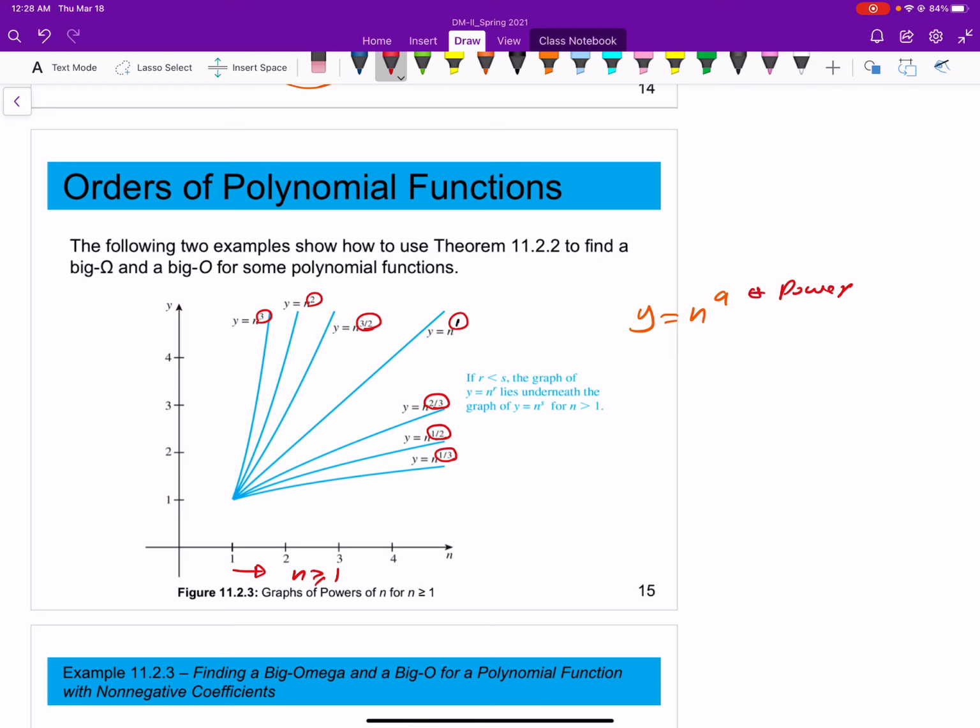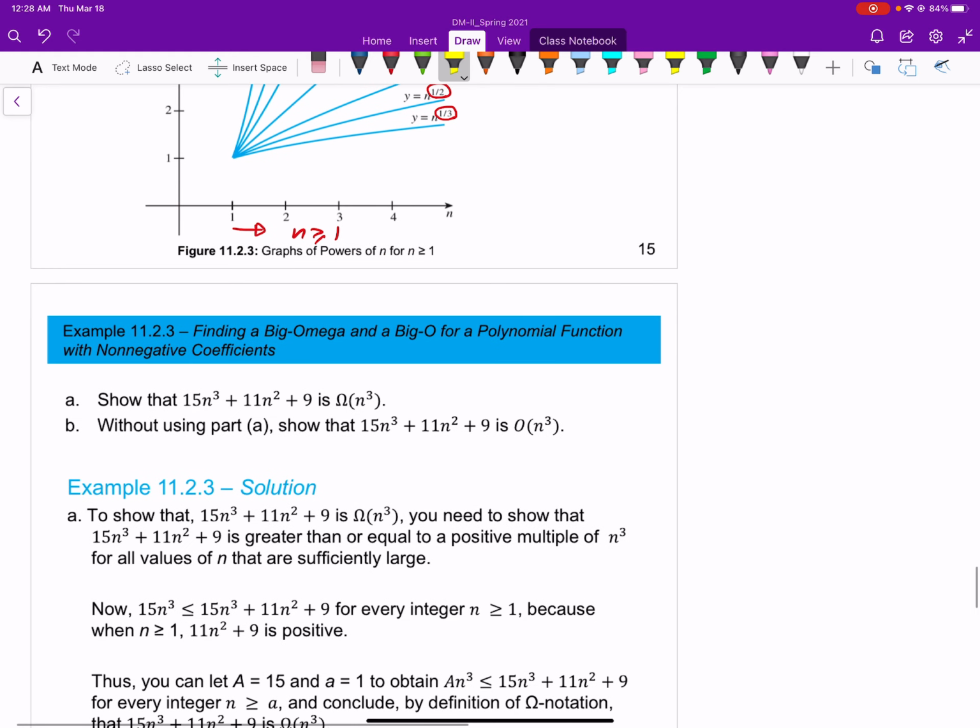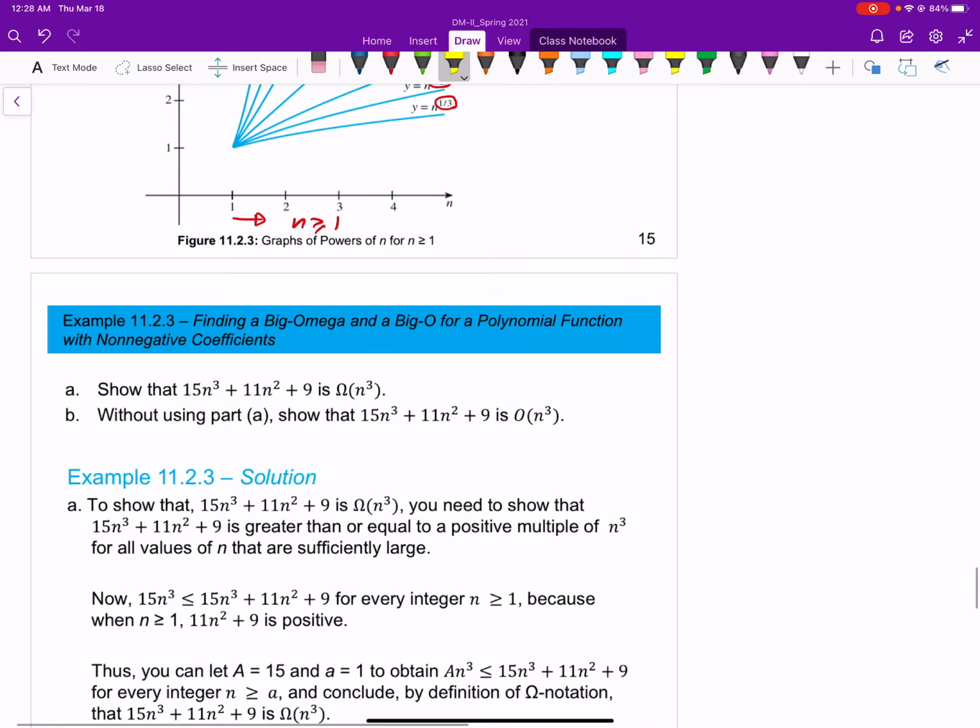This is simply theorem 11.2.2. All right, let's move to the next example. Example 11.2.3. You are given two problems. First problem and the second problem. In the first problem, you have to show that 15 n to the power 3 minus 11 n to the power 2 plus 9 is omega of n to the power 3.